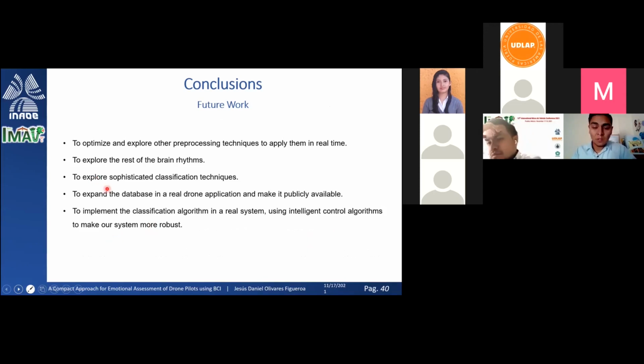As future work, we have raised the following points: to optimize and explore other preprocessing techniques to apply them in real time, to explore the rest of the brain rhythms, to explore sophisticated classification techniques, to expand the database in a real drone application. I think this is the most important, and make it publicly available. To implement the classification algorithm in a real system using an intelligent algorithm to make our system more robust.